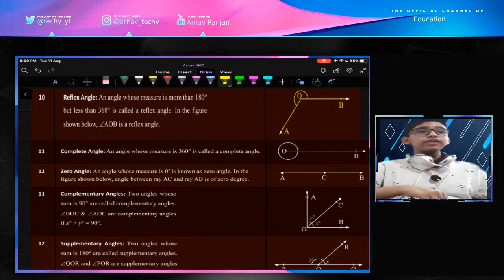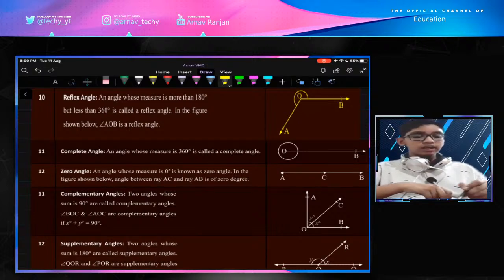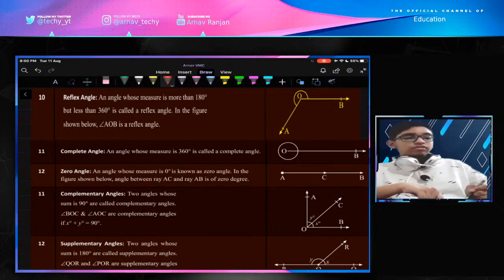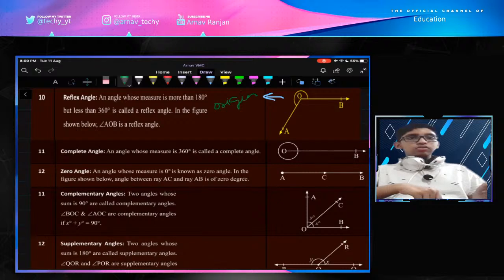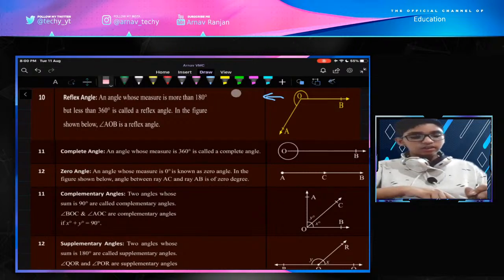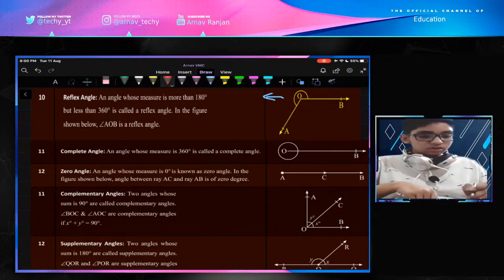This is a reflex angle which I have highlighted in yellow color. It's angle BOA, and here, as you can see, this is O. What is O called? It's called the origin. Sorry for the bad handwriting. I will erase and write it again. O is called the origin.